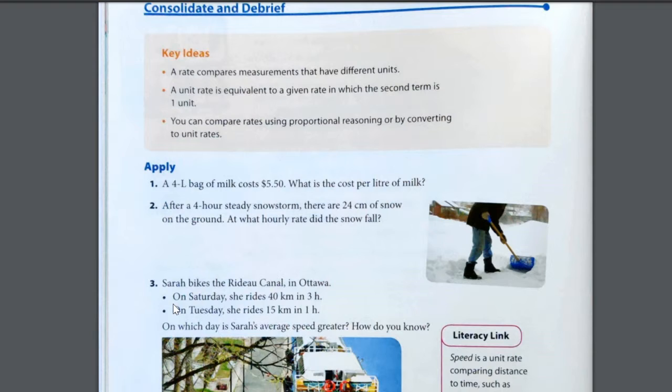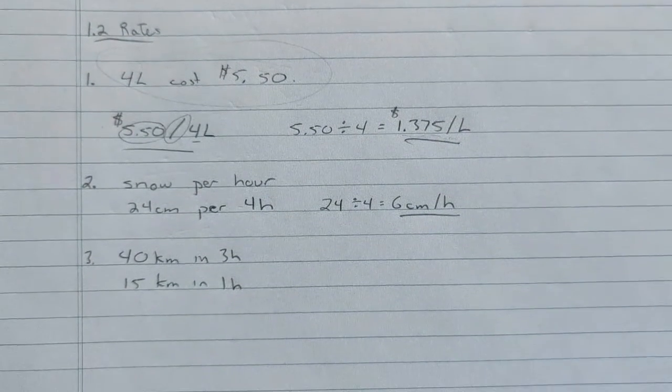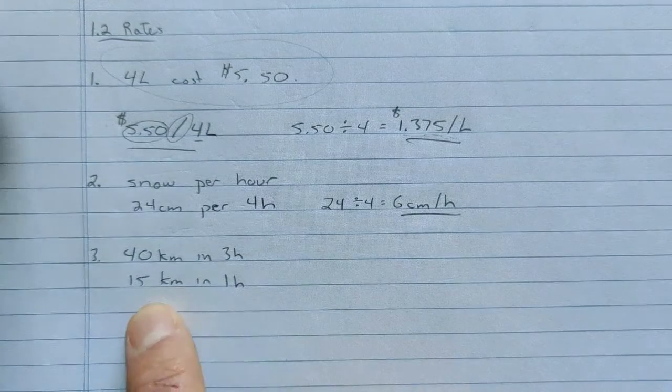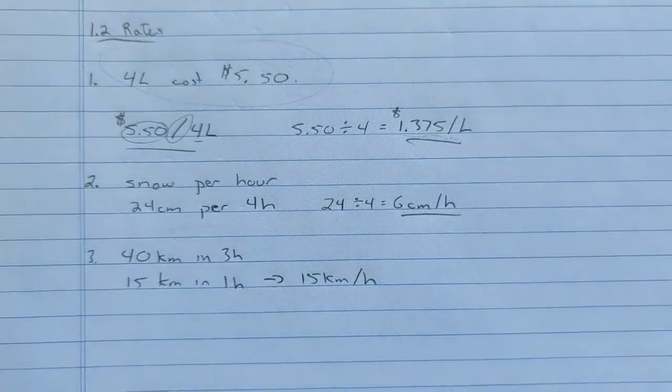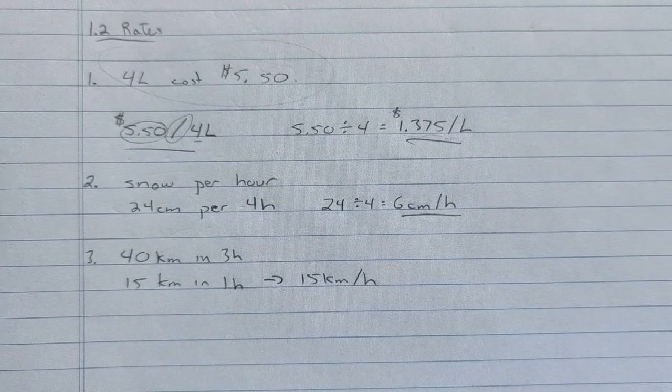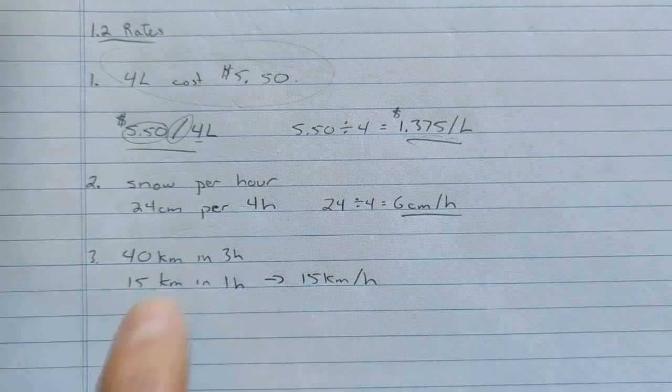these setups is that we have 2 rates here. We have 40 kilometers in 3 hours, and we have 15 kilometers in 1 hour. So if we break these down into unit rates, we can use those unit rates to compare these. And so that's what we're going to do here. The second one is already set up as a unit rate. This is 15 kilometers per hour. So she's been pedaling down the Rideau Canal here at 15 kilometers an hour. In the first one, though, it's not a unit rate, so we need to convert that to a unit rate.